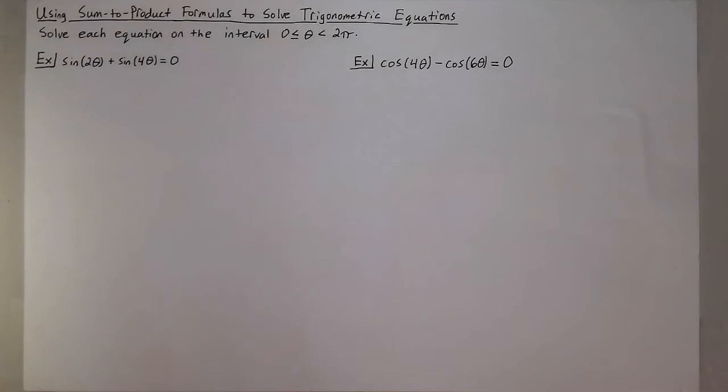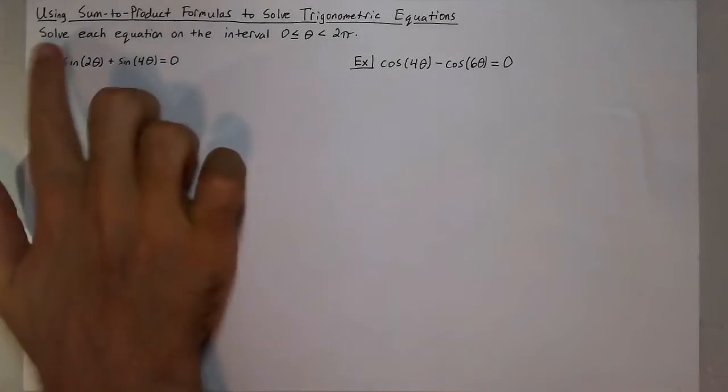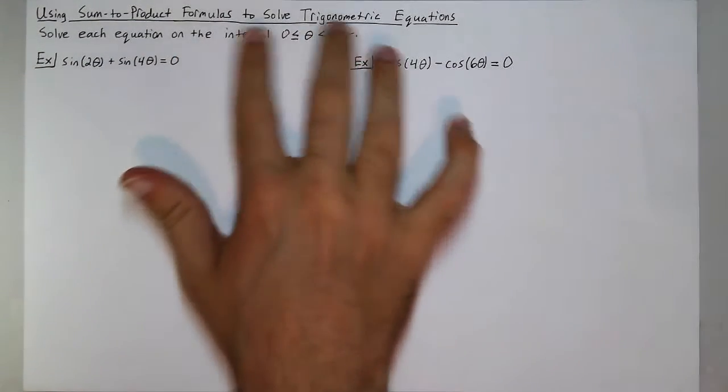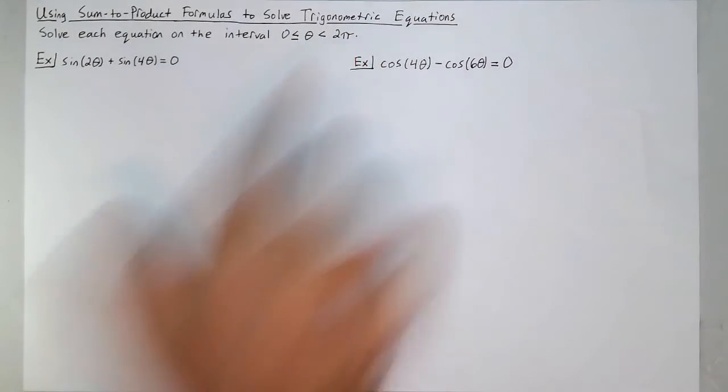In this video, we are going to learn how to use sum to product formulas to solve trigonometric equations. So we're going to solve each equation on an interval from 0 to 2 pi, not including 2 pi.